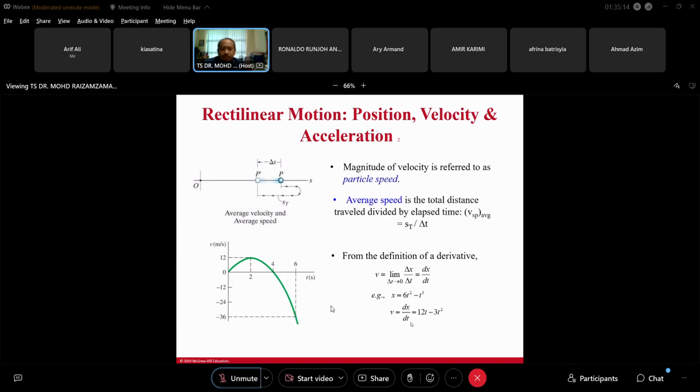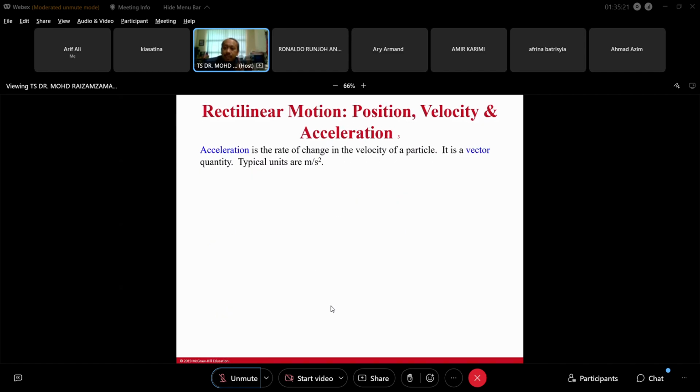Now let's look at the acceleration component. So what is the acceleration? It is the rate of change in the velocity of the particle. It is a vector quantity. And class, again, what is the unit of acceleration? Meter per second squared. So how do you calculate the value of acceleration?